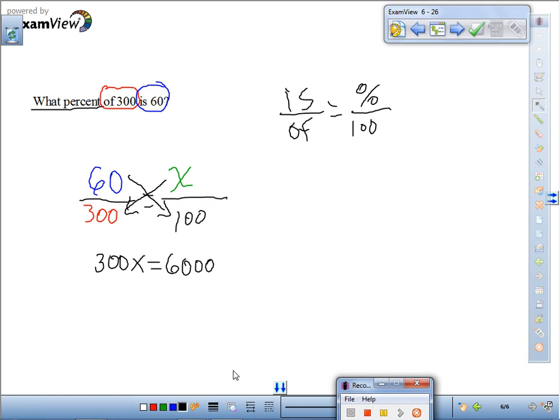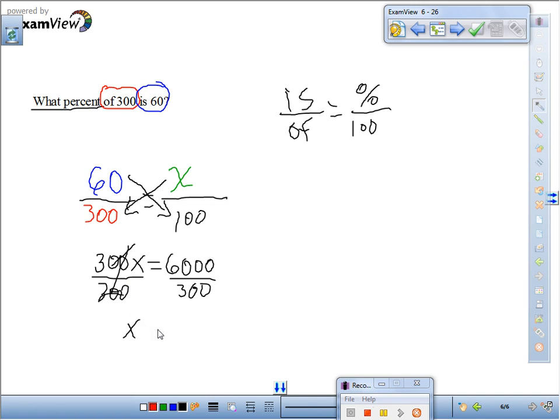Okay, so the question was, can we simplify before we cross multiply? Yes, if you see it, go ahead and do that. So here we go, the last step, in order to solve for x, 300 is multiplying, so what do we do? Divide by 300, divide by 300. 300 over 300 is 1, 1 times x is x.